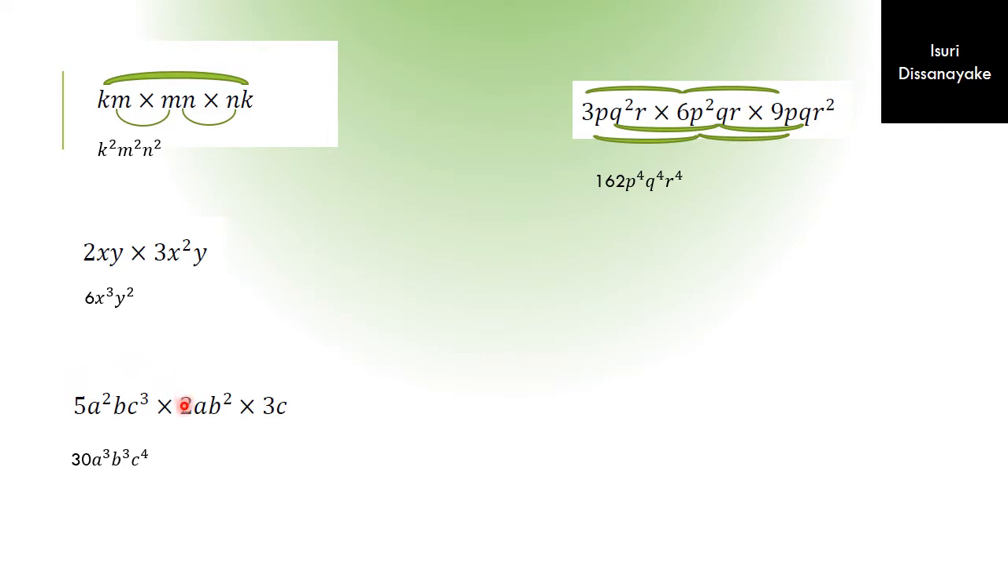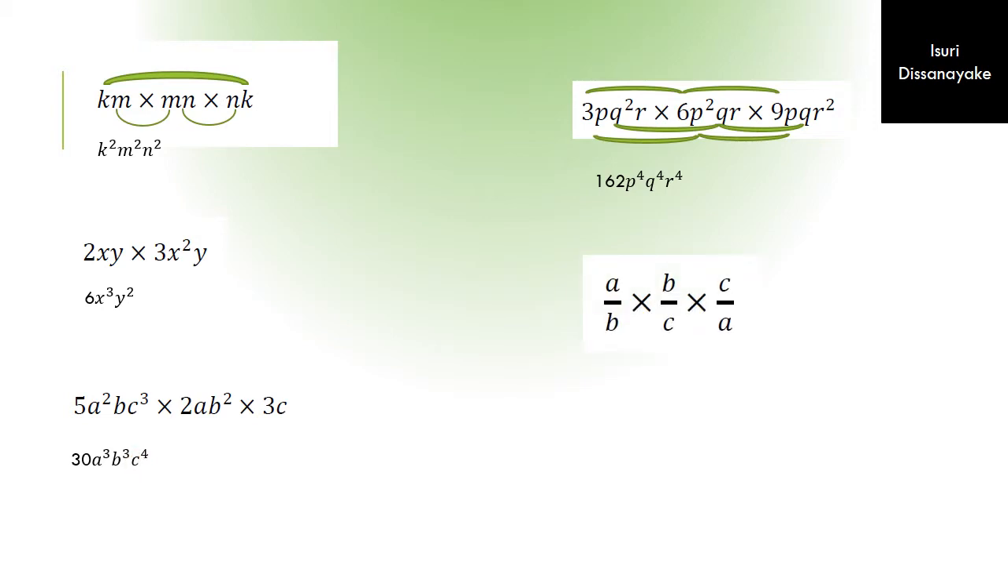5 times 2, 10. 10 times 3, it's 30. So you're going to multiply numbers one at a time. Then we can multiply the a's next. That is a squared into a. It is a cube. Then we have b into b squared, which is b to the power 3. Then we have c cube. And here you don't have a c, but here you have a c. So c cube into this c, which is equal to c to the power 4.